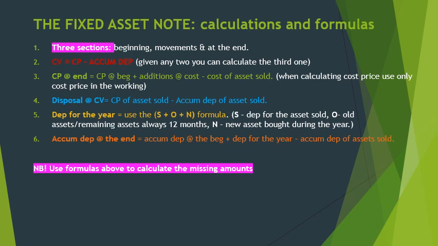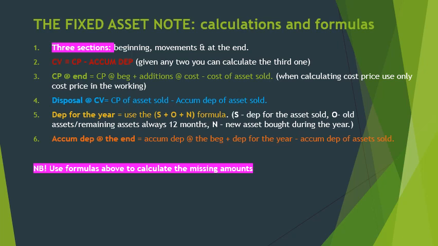The fixed asset note, this is the main objective of this one. We need to know that it has 3 sections: at the beginning, during the year, referred to as movements, and at the end of the year. There are some basic formulas that you need to know as you approach the fixed asset note. Our aim in preparing the fixed asset note is to calculate the carrying value of all our assets at the end of the year. But questions may vary on what they are asking. The most common one is when we are filling in the missing figures.